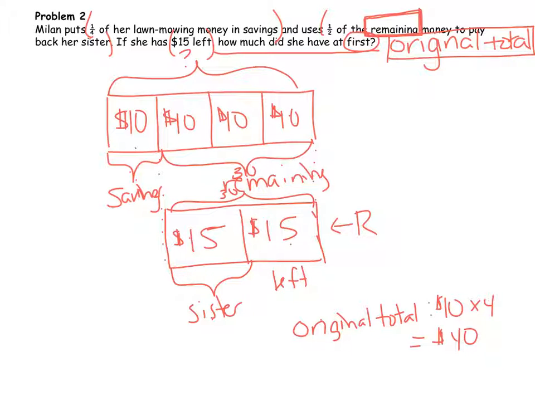So I need to write that in an answer statement. Milan had $40 at first. So it's okay to take part of your tape diagram and model it below, in order for you to find the half, which we did do in our previous module, if you recall. Make sure you showed all your work.